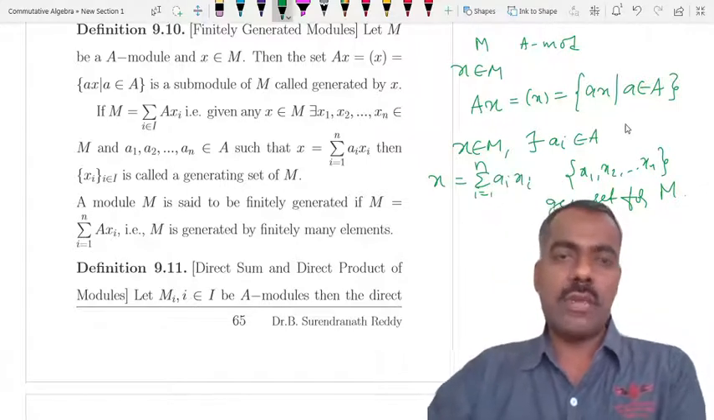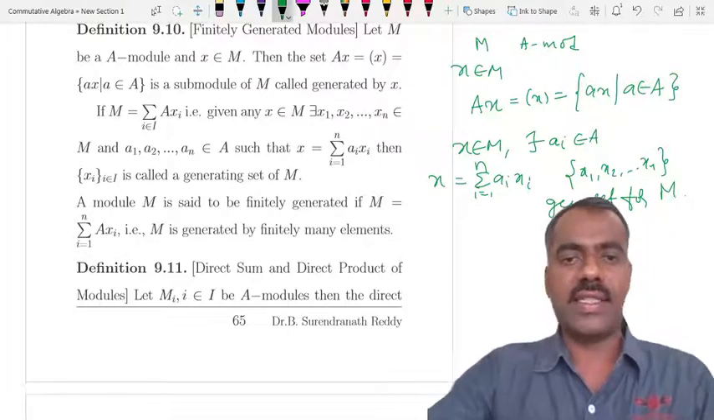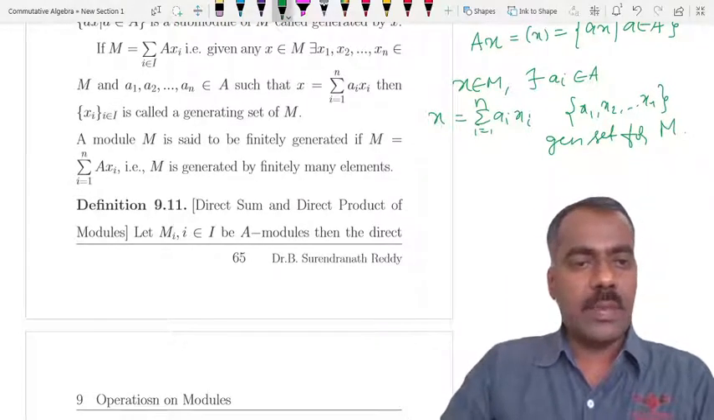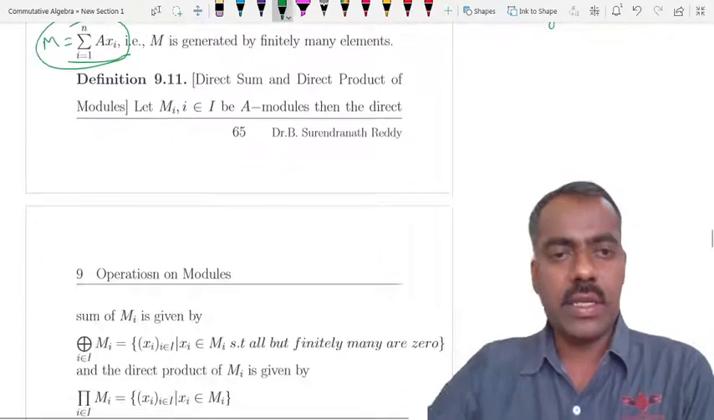Now a module M is said to be finitely generated if there exists a finite generating set. That means any element of M can be written in this way, then we say it is finitely generated.